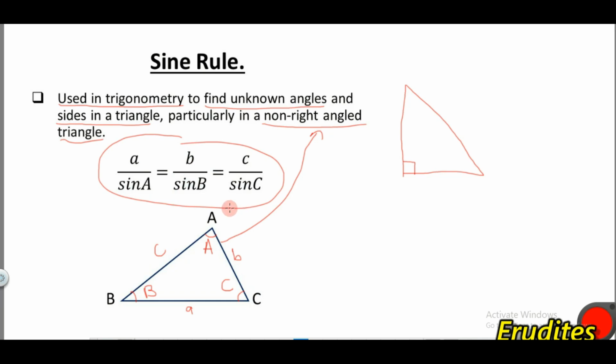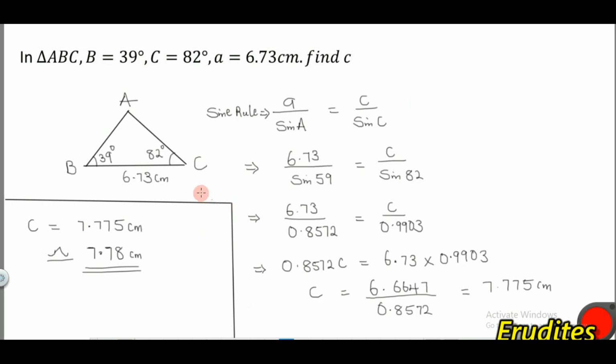So let's look at an example to explain this. Here is a question. In triangle ABC, B is equal to 39 degrees, C is equal to 82 degrees, a is equal to 6.73 centimeters. Find c. The first thing you want to do is to draw out triangle ABC, because the question says in triangle ABC. So we'll draw out a triangle, name here A, name here B, and name here C.